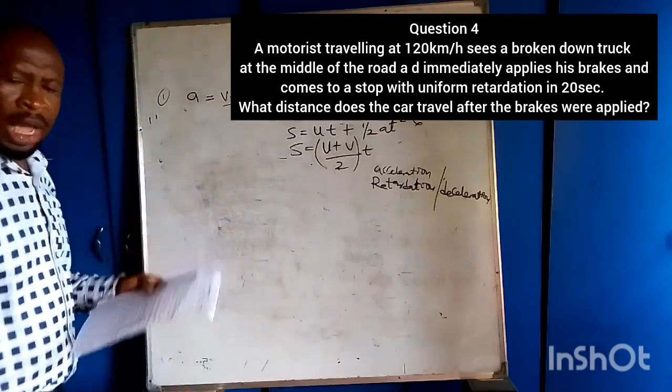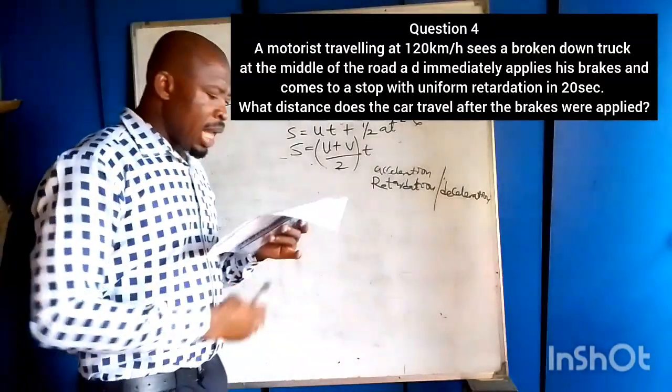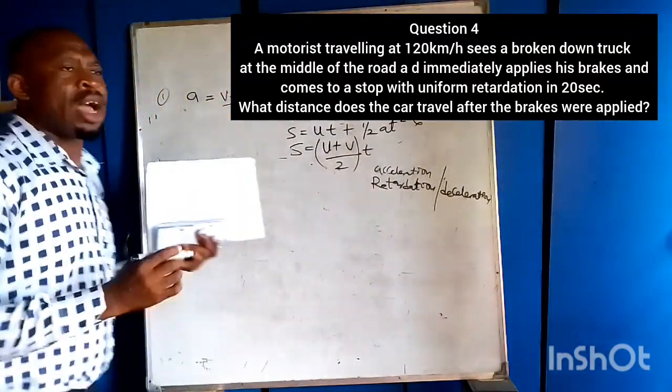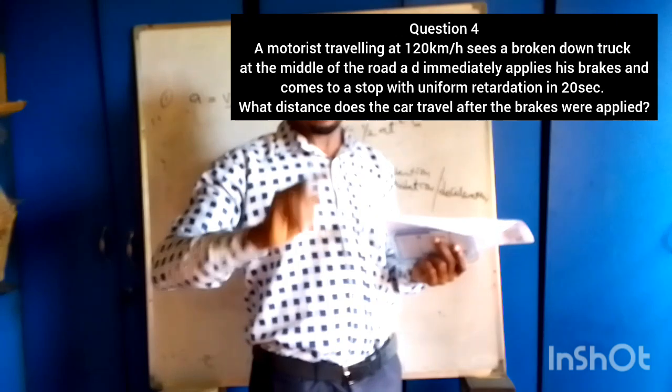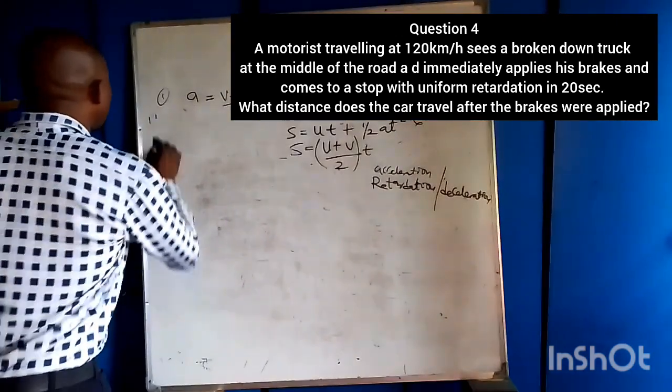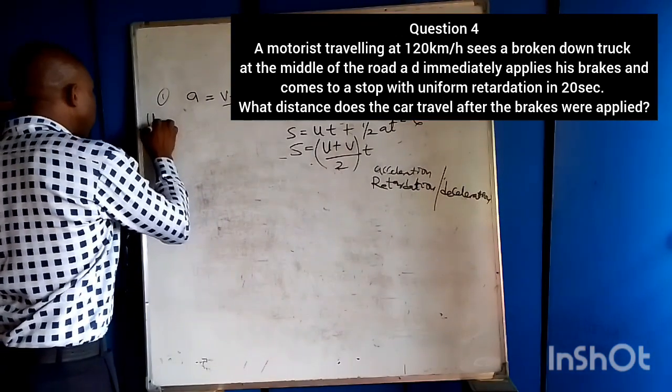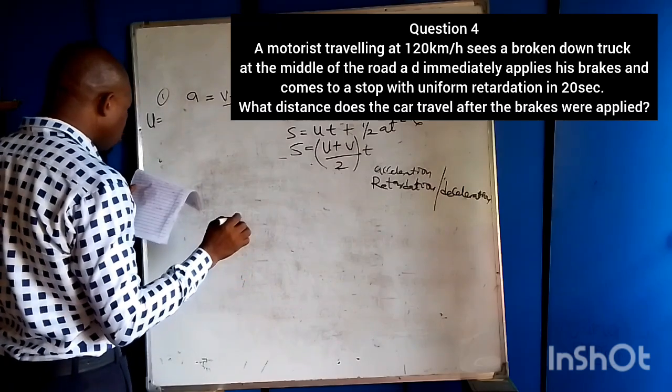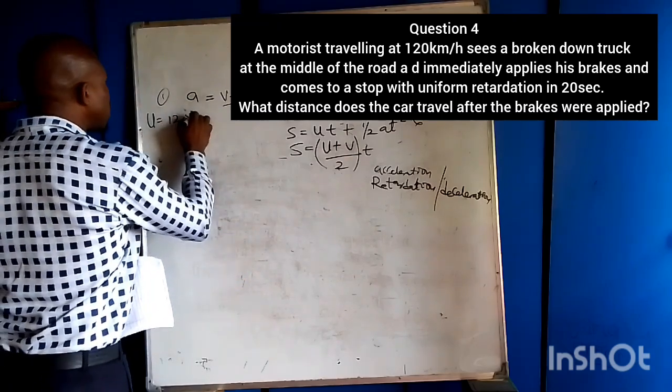Now we said that a motorist is traveling at, since he's traveling, it didn't start from rest. That is the initial velocity. So initial velocity U is 120 km/h.